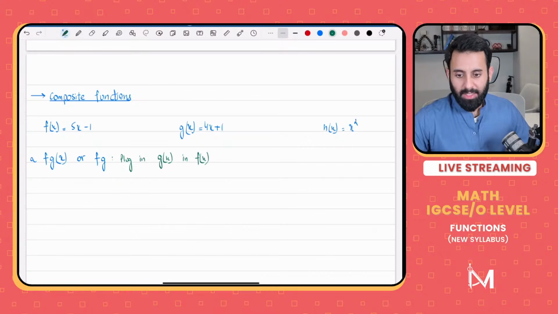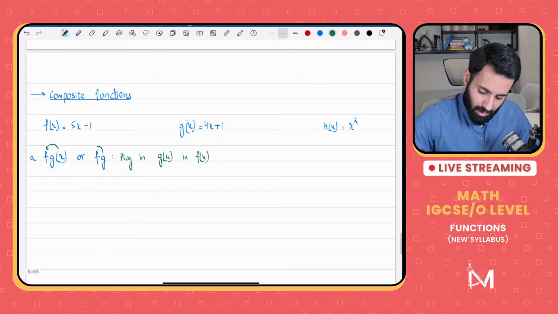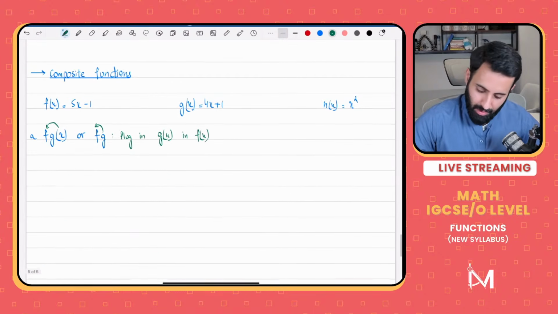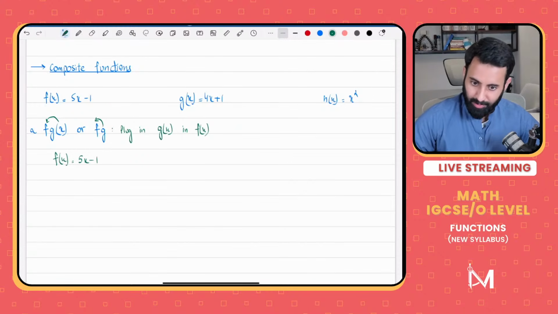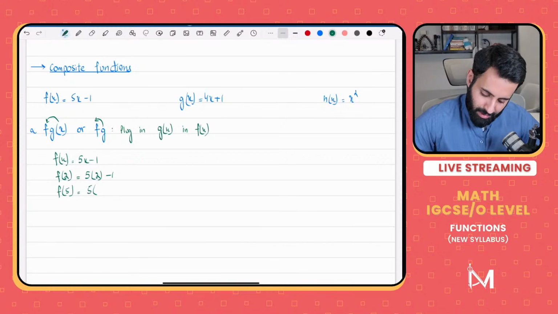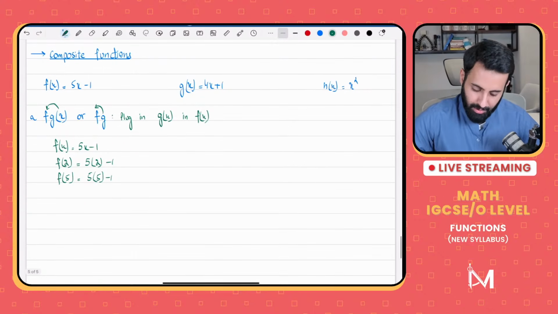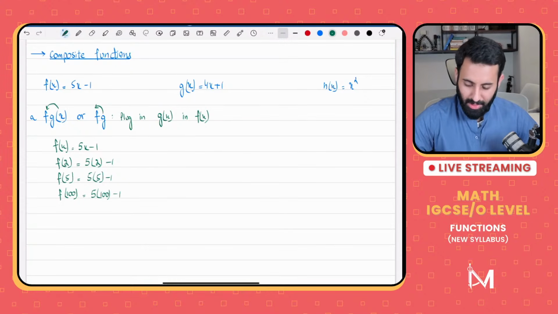Just like if it's f of 2, we plug in 2 in the function. If it's f of g of x, we plug in g in the function. So how do we do that? Here's f of x, which is 5x minus 1. If the question was f of 2, then we would replace x with 2, and then solve whatever the answer is. If the question was f of 5, we would replace x with 5. If the question was f of 100, we would replace x with 100. It doesn't matter.